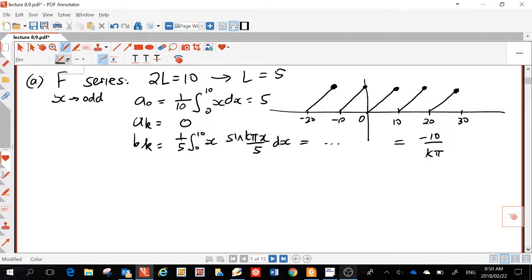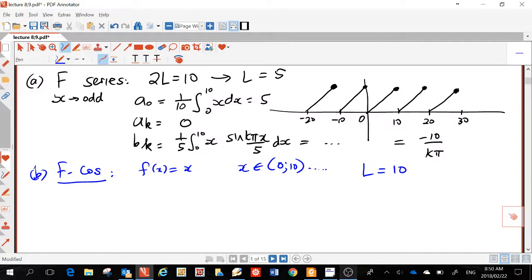Now, let's contrast this whole thing with the Fourier cosine series. So this time it's f of x equals x, and x belongs to 0 to 10. This time the length is 10. So from this we can gather that 2L is 20. Obviously, since it's a Fourier cosine series, there will be no sine part. So A naught will be equal to 1 over 2L.